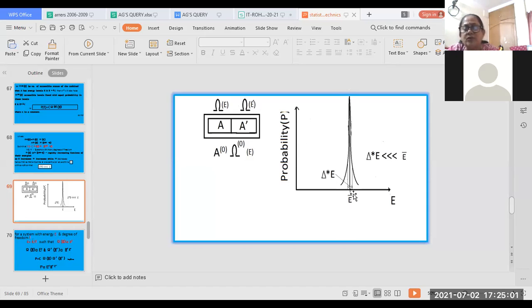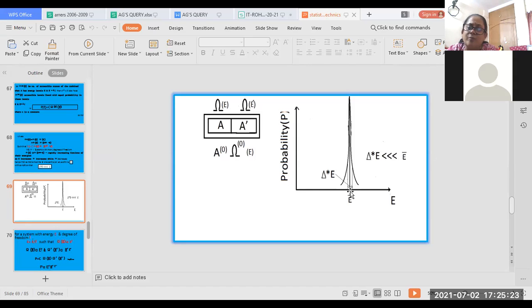Now you measure the width of this rectangle. This is one line, the second is this line. The middle one is the average value. So you measure this width, and that width I am calling delta star E. So here, what is the condition? Delta star E should be much less than E bar.